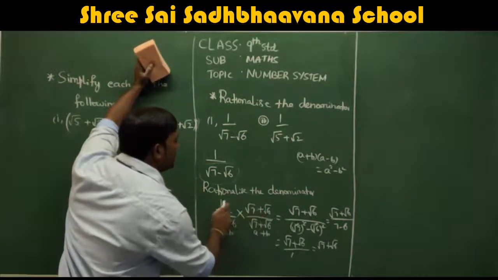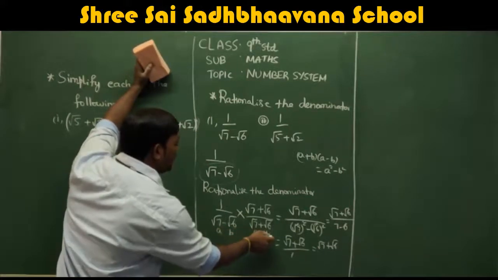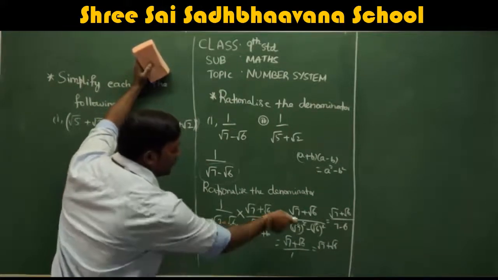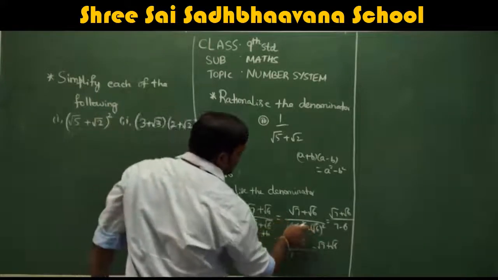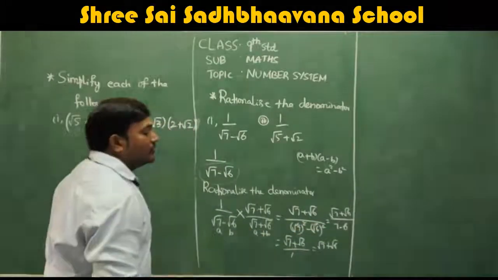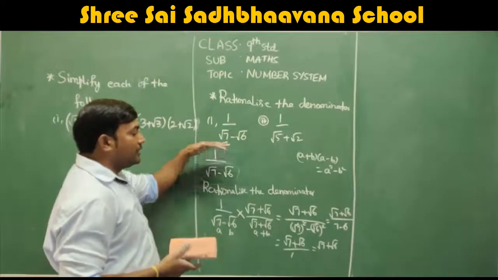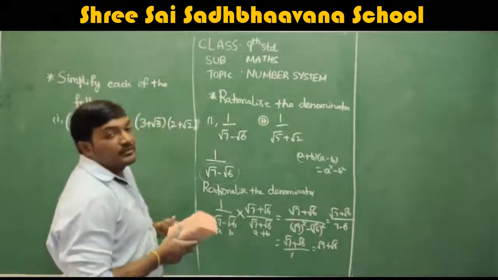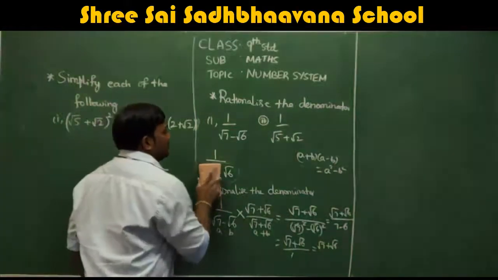So what we did: multiply 1 into root 7 plus root 6, which is root 7 plus root 6. In the denominator, (a minus b) into (a plus b) gives root 7 whole square minus root 6 whole square, which will give you 7 minus 6. Because the square root will get cancelled, you get 7 minus 6, which is 1. So root 7 plus root 6 by 1 is root 7 plus root 6. So we rationalized this irrational number. Okay.